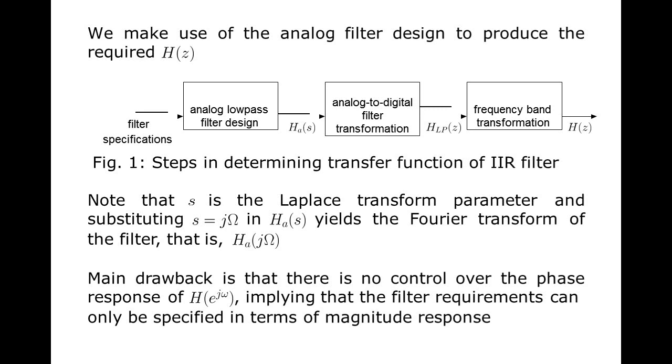Note that s is the Laplace transform parameter. It is the parameter used in the analog or Laplace transform, and substituting s equal to j omega in H_a of s gives the Fourier transform of the filter, that is H_a of j omega. The main drawback is that there is no control over the phase response of H of e^{j omega}, implying that the filter requirements can only be specified in terms of magnitude response.